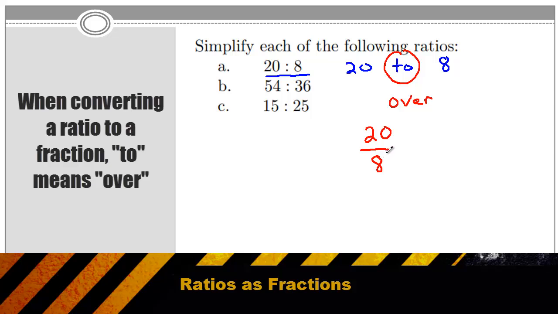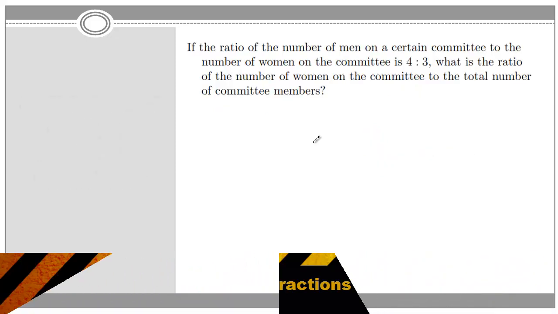From there, I can reduce my ratio the same way I would a fraction. I can divide both the 20 and the 8 by 4, and I'm left with 5 over 4. So the ratio of 20 to 8 is the exact same thing as the ratio of 5 to 4.